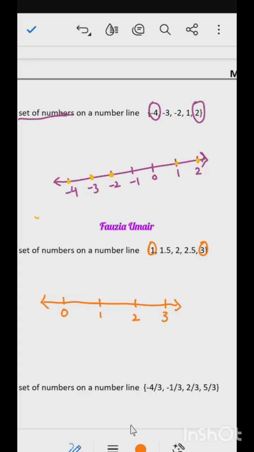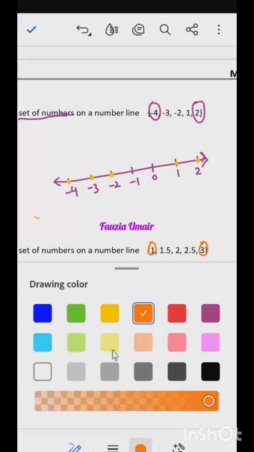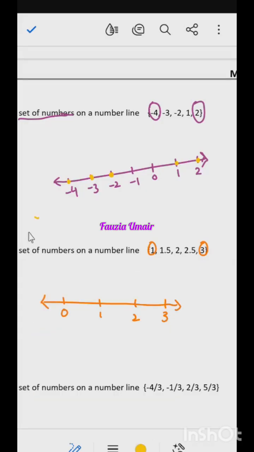So now I'm going to change this color so that we can plot. 1 is here, you can see. Then 2 is here, 3 is here. So 1.5 would be between 1 and 2. So this is basically the location where 1 by 5 is located. Then 2.5 is between 2 and 3, so in the middle. This is the position where 2.5 is located.